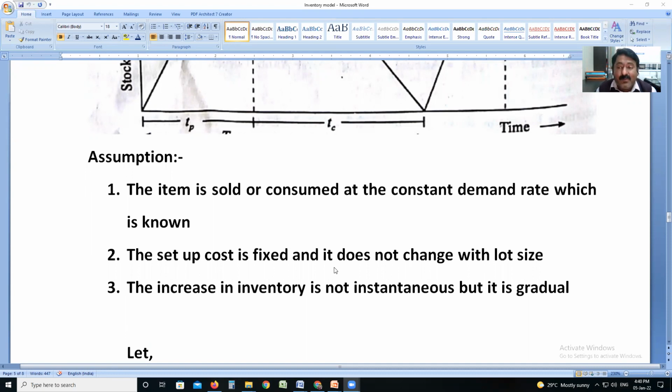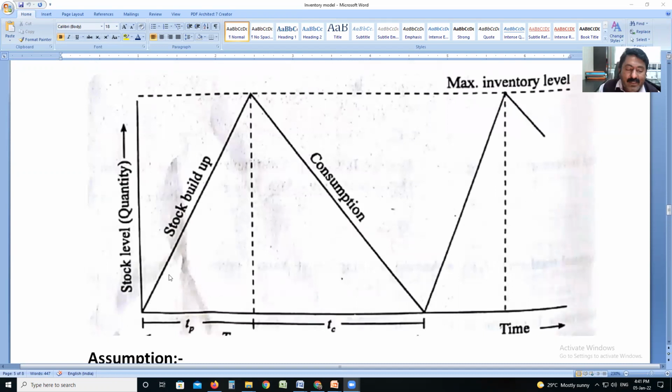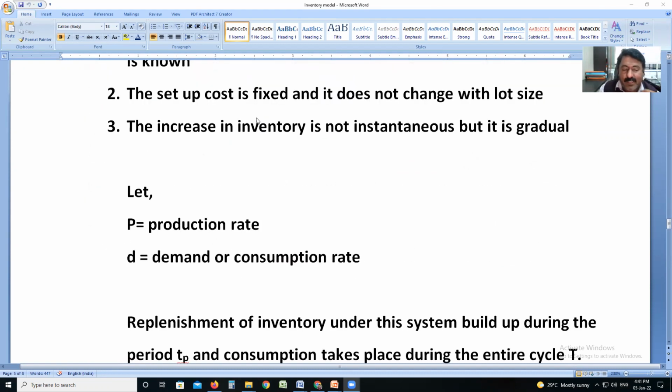In the last case it is just like a purchase, meaning whatever stock is required, there is immediate replenishment with zero lead time, so it is directly purchased. Here the setup cost is fixed and does not change with the lot size. So whatever the lot size is, maybe 50, maybe 100, the setup cost as far as the manufacturing process is concerned is not changing. The increase in inventory is not instantaneous but gradual. This I have explained: it is not a straight line, it is gradual with respect to time, increasing gradually. So these are some assumptions.